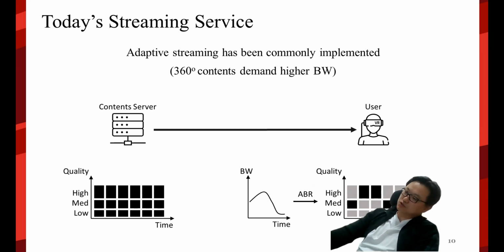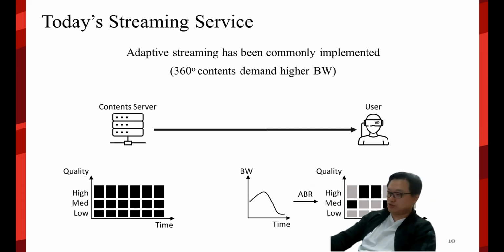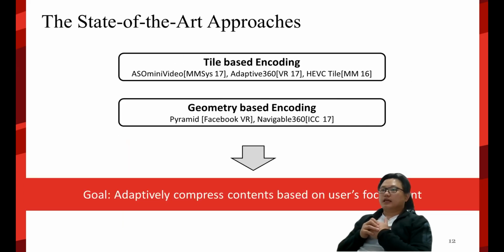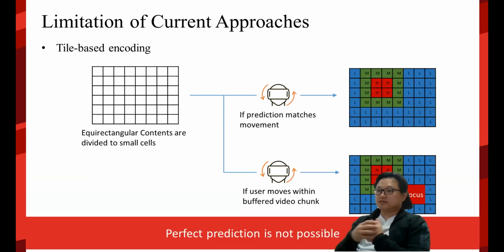So based on that, I choose medium, high, medium, based on your network environment. Okay, so we just saw this. Then there is the state of the art. The state of the art is tile-based and geometry-based. Let's talk about it step by step.